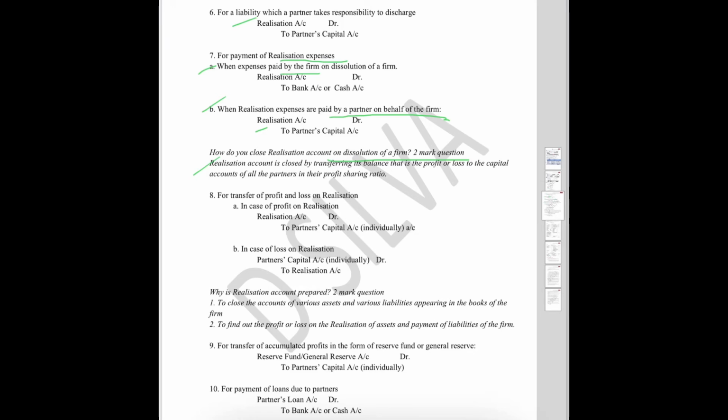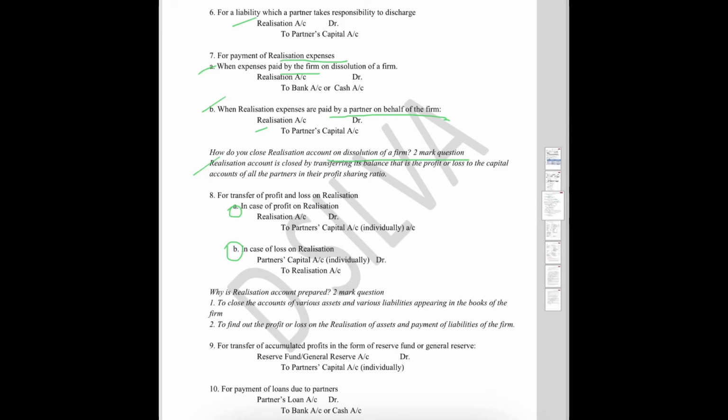That is, if there is a loss or if there is a profit on realization. Remember, any one of the scenario you will get. You will not get both. Just like in revaluation account, you will get either revaluation profit or revaluation loss. So likewise, you will get only profit on realization or you will get loss on realization.